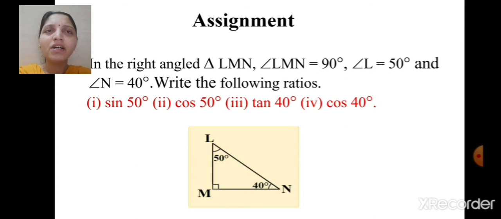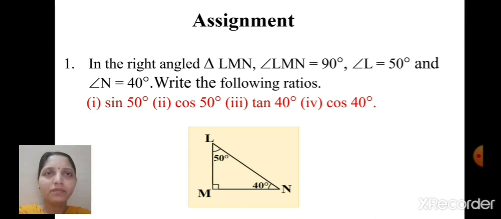Now let's see the assignment question. In the right angle triangle LMN, angle LMN is equal to 90 degrees, angle L is equal to 50 degrees, and angle N is equal to 40 degrees. Write the following ratios.